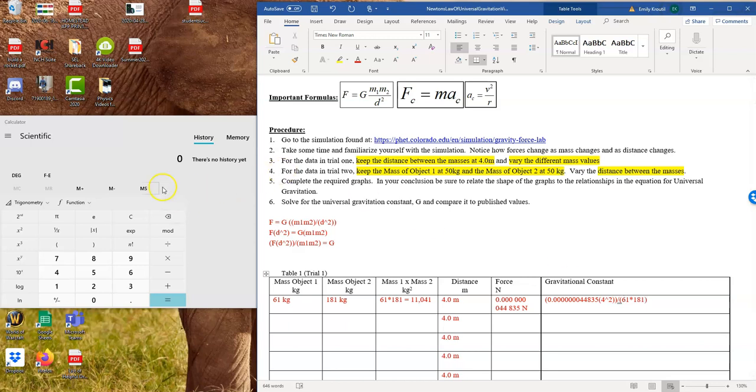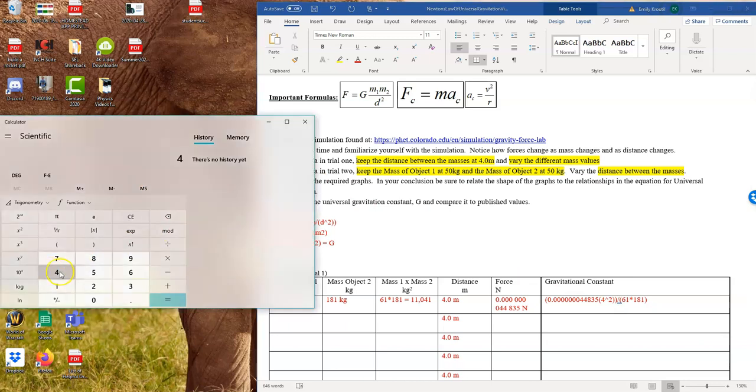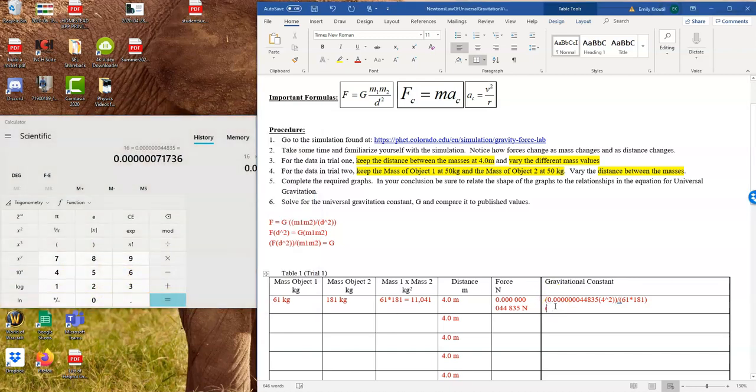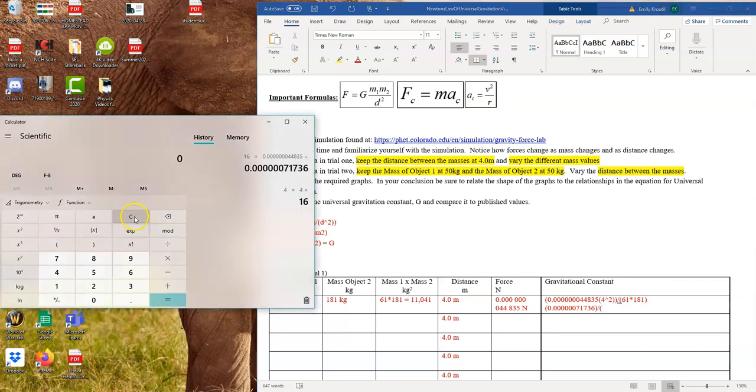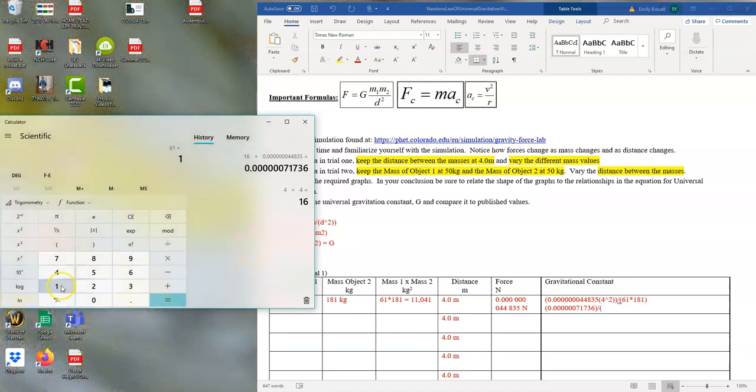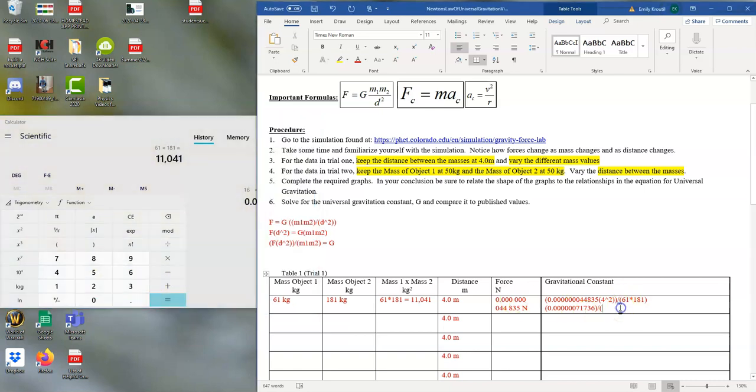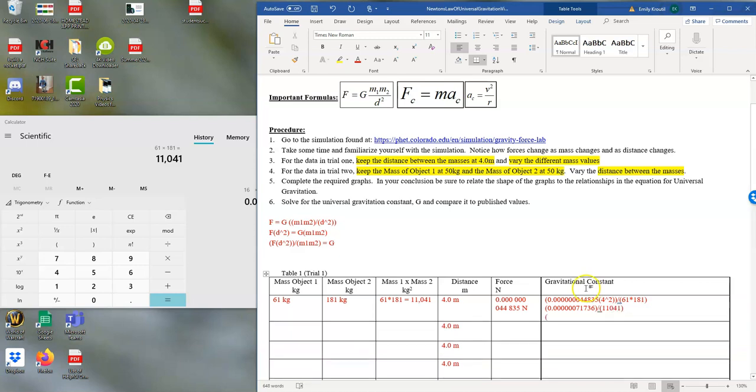Okay, so now I have my calculator pulled up here. The first thing I'm going to do is 4 times 4, that's 4 squared. And then I'm going to multiply it by this teeny little number. Okay, so that's going to give me another teeny little number. You could put this in scientific notation if you wanted to. I'm just leaving it like this because I'm lazy. Now I'm going to clear this out, and do 61 times 181, and I'm going to get 11,041. Okay. Now I'm going to divide by these two things.